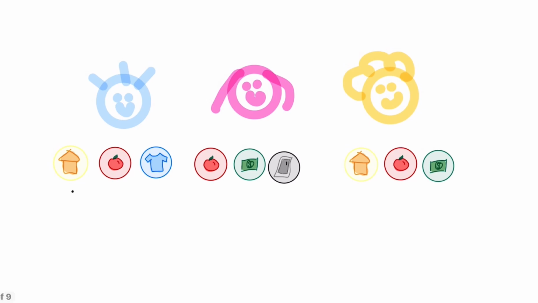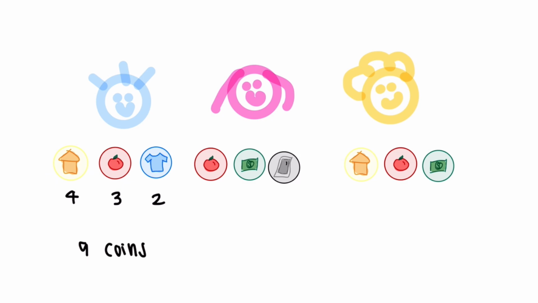First, we have the blue student who chose to spend 4 coins on shelter. He spent 3 coins on food and 2 coins on clothes. And with all these purchasing choices, he spent a total of 9 coins, one below the budget.